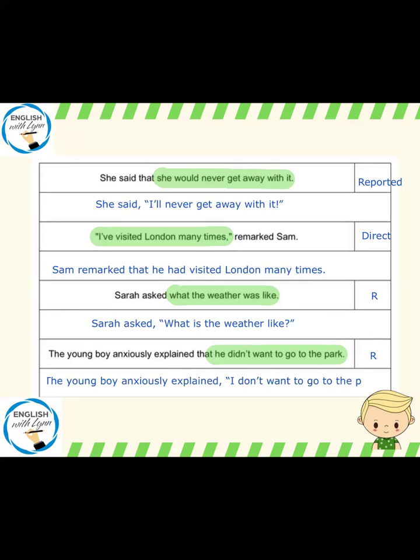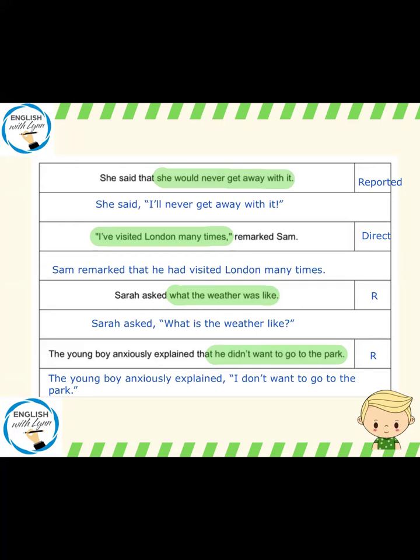Oh, and it has missed out. Let me just put the park in there, and a full stop and inverted commas at the end to show that he has finished speaking. So the young boy anxiously explained, "I don't want to go to the park." So change the did not into a do not.